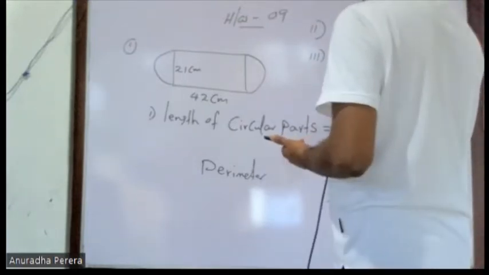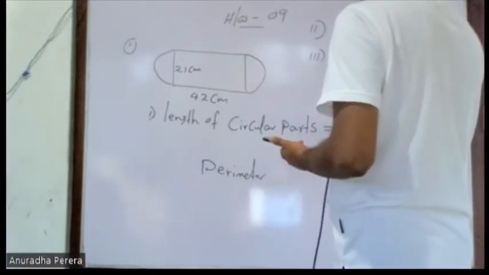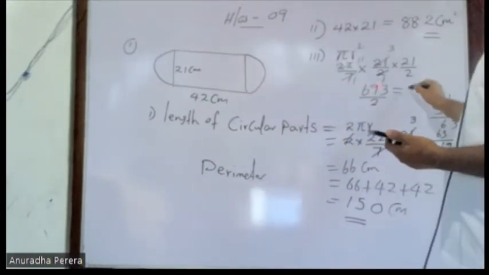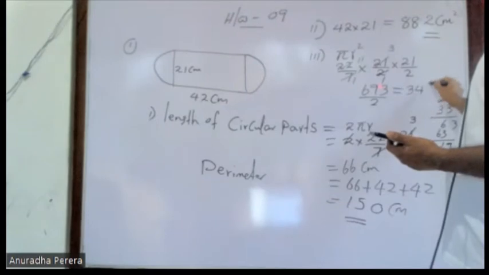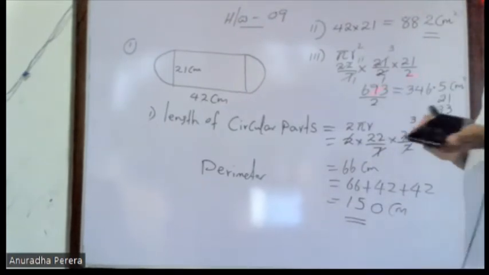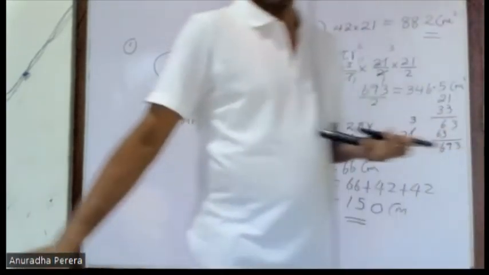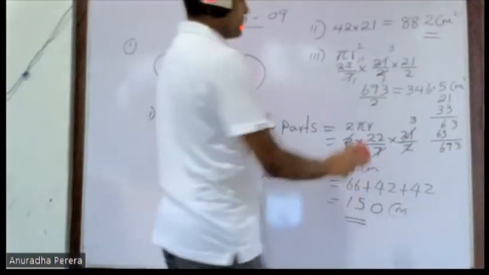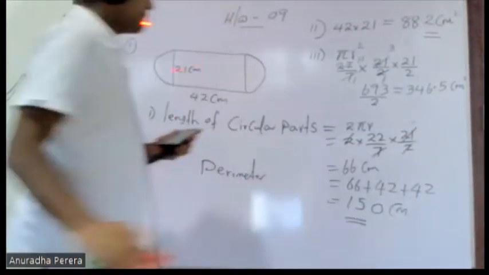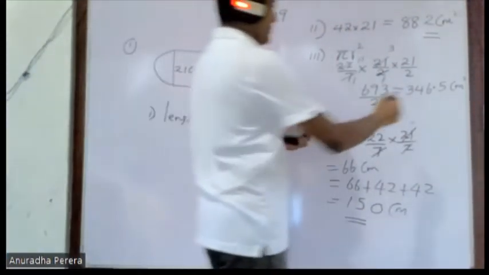693 divided by 2. Your answer is 346.5. Is that the answer, son? Yes. Right. 346.5. This is the answer.